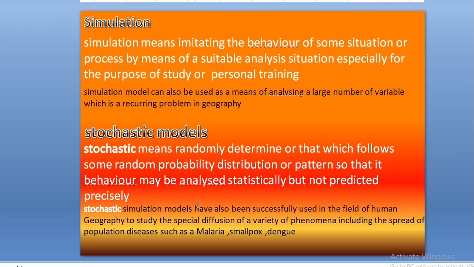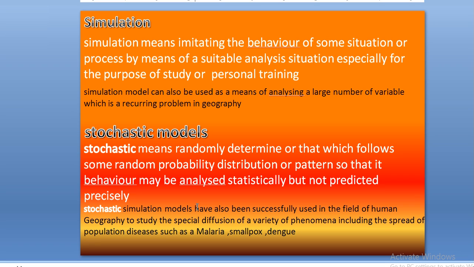So simulation models can also be used as a means of analyzing a large number of variables, which is a recurring problem in geography. For instance, the development of a coastal spit can be shown to depend on a number of distinct processes or wave types.